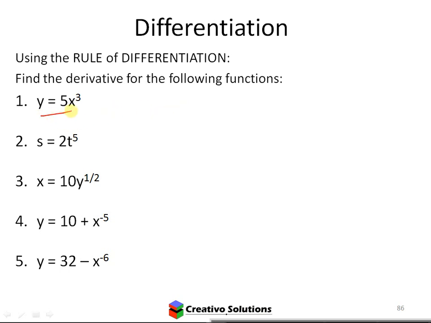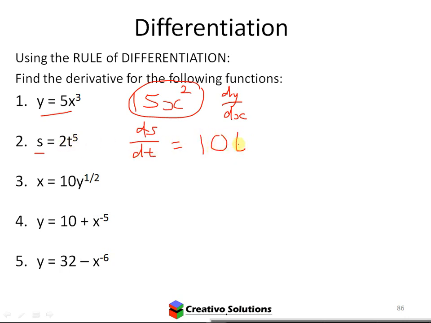Right, what happens if I have numbers though? Same thing applies. 3 times 5 is 15. x, 3 minus 1 is 2. And that's the derivative. dy over dx would be 15x squared. Okay, if I have other variables, if I have an s here, then you'll have ds over dt. Okay, ds over dt will be what? 5 times 2 is 10. 5 minus 1 is 4. And that's the derivative.